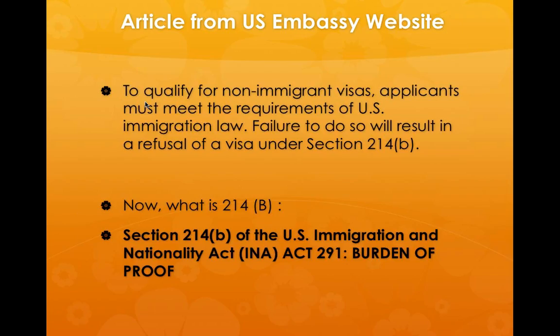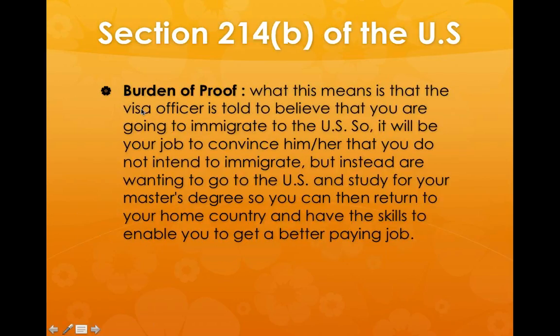Now, the ones who cannot prove that they will be returning home get a visa refusal under Section 214(b). Now what is this 214(b)? Section 214(b) of the US Immigration and Nationality Act, INA Act 291, is known as the burden of proof. Now what is burden of proof? The burden of proof means that every visa officer is told to believe that you are going to immigrate to the US.